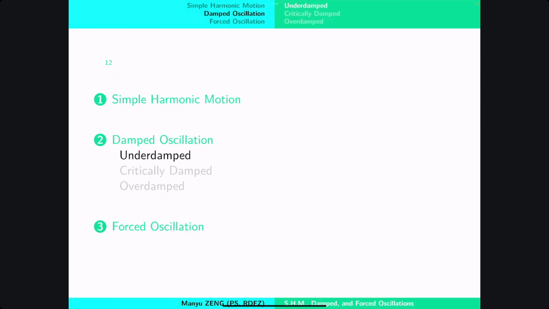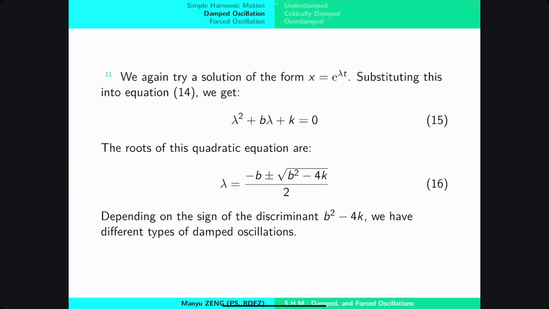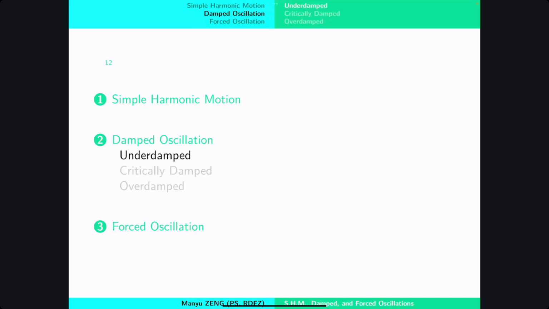So underdamped, the title was underdamped. When we say something is under, in common sense, we're saying something is not sufficient. Underdamped, so the damping is not sufficient. The damping coefficient is b, right? So we are saying b is not sufficient. So of course b squared is smaller than 4k, and this thing is negative.